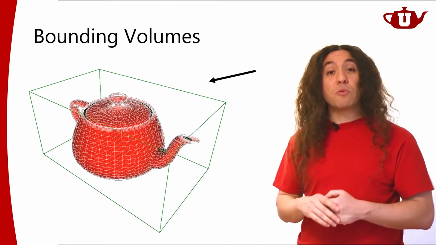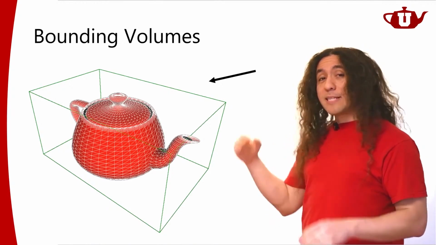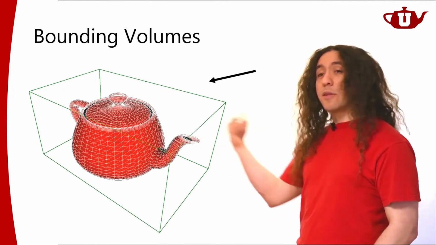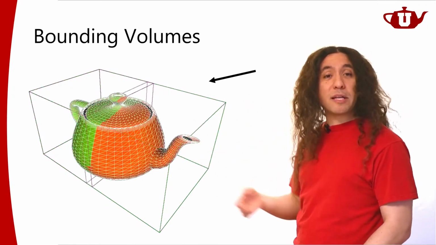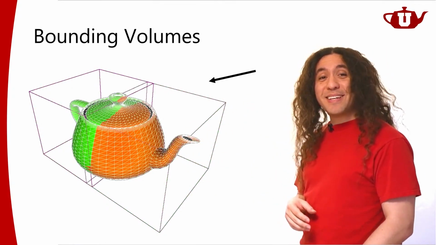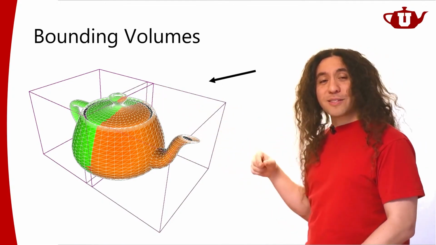I don't even have to compute that. So that saves me a lot of computation. Now we can take this idea a step further. I can take my teapot and, let's say, split it into two. So now I have two boxes, and I can check against these two boxes.